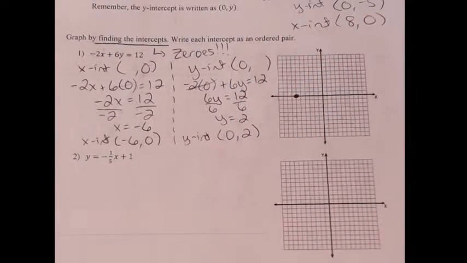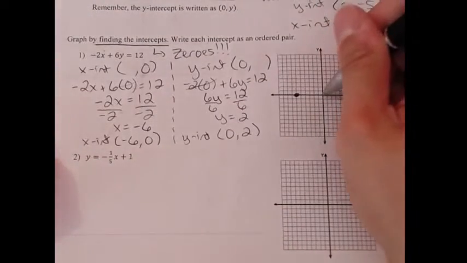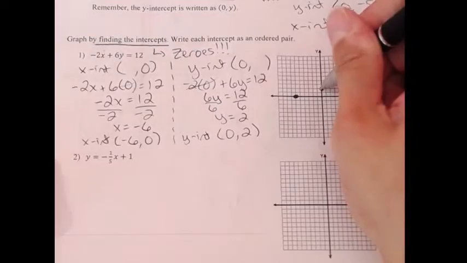Again, I don't know how many times I can emphasize this. You need to write your answers as ordered pairs, okay? Write them as ordered pairs. So (0, 2) and (6, 0). Here it is.